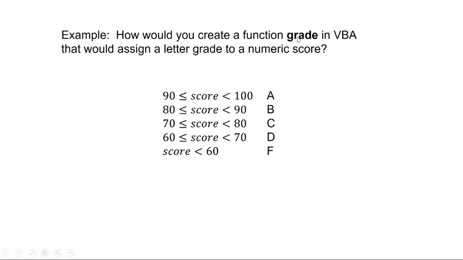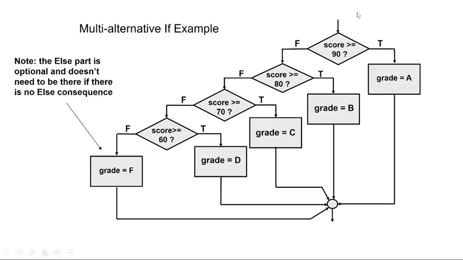How would you create a function grade in VBA that would assign a letter grade to a numeric score? A for a score between 90 and 100, and B, C, and D. And if nothing else, if the score is neither of these first four options, then the student has earned an F. The flowchart for this is shown in this slide.